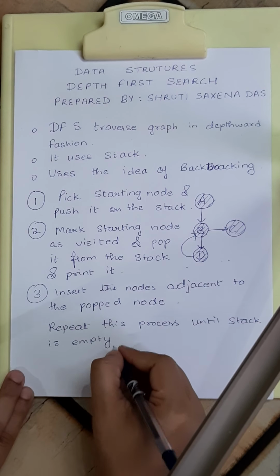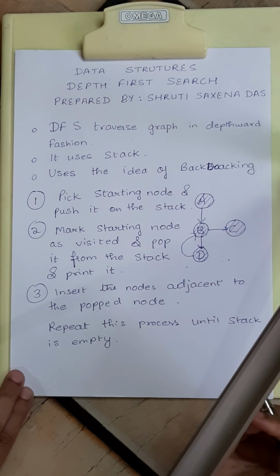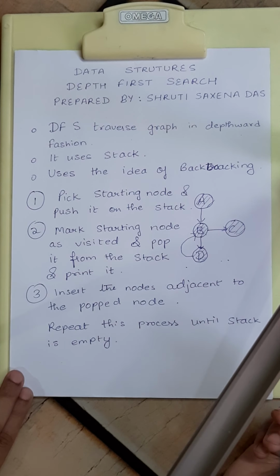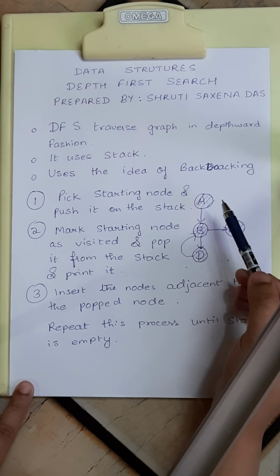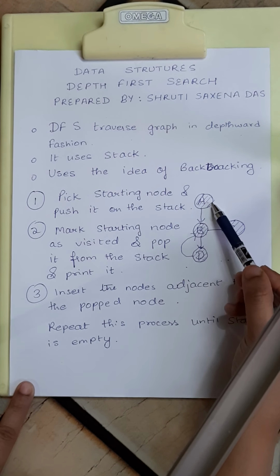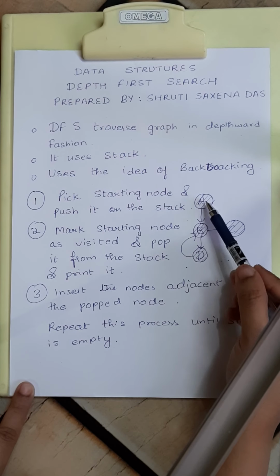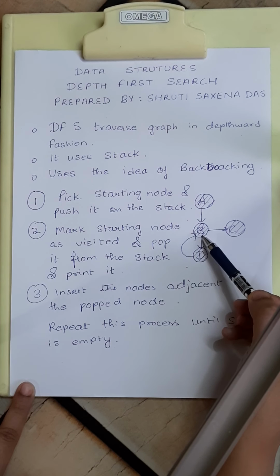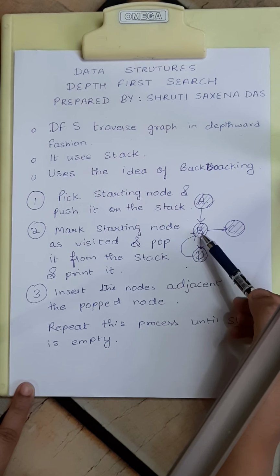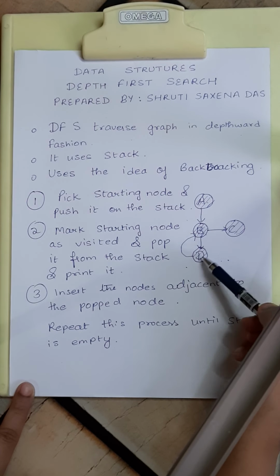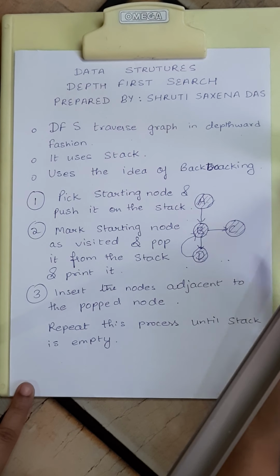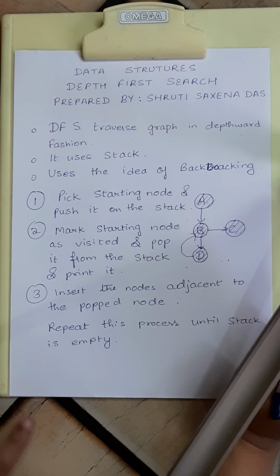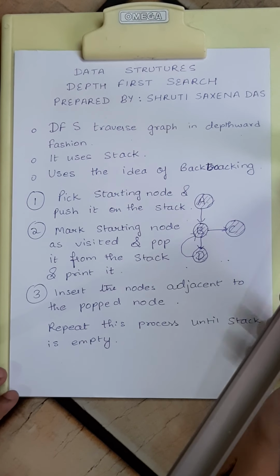Every time you visit a node you have to mark it, otherwise the same node may be visited more than once. So this is the procedure. We pick a starting node, like in this case, suppose you have picked A, you push it on the stack, mark it as visited, then delete it from the stack, and place the adjacent nodes to it. In this case you have a direct edge to B, so we'll insert B, and then from B we have direct edges to C and D, so we'll insert these nodes. Like that the process will go on. These are the basic steps of DFS.